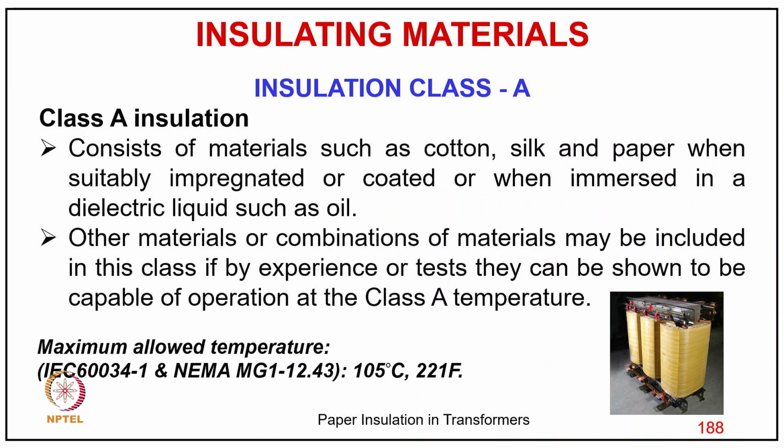Now class A insulation consists of cotton, silk, and paper, when suitably impregnated or coated, or when immersed in a dielectric liquid such as oil. Other materials or combinations of materials may be included in this class if by experience or test they can be shown to be capable of operation at the class A temperature. The maximum allowable temperature is typically 105 degrees Celsius or 221 Fahrenheit. I normally see this in paper insulation in transformers.